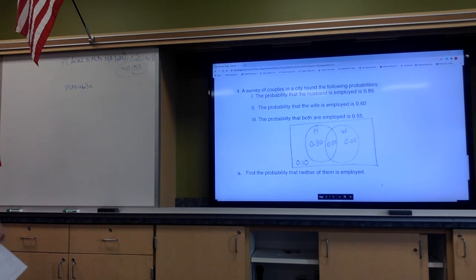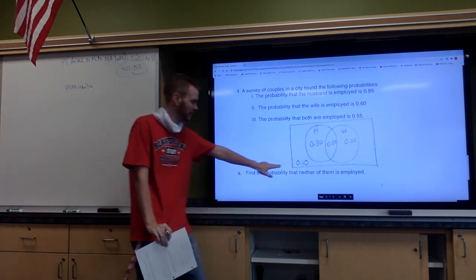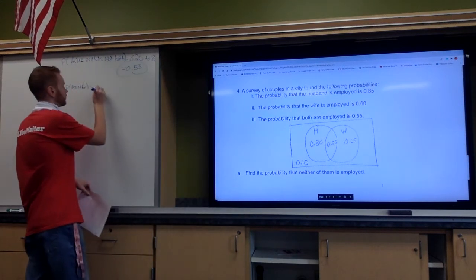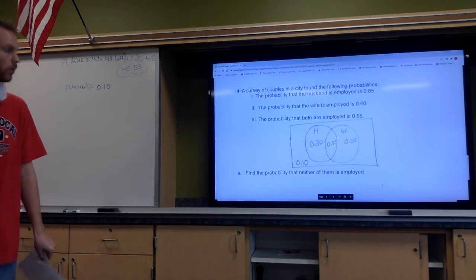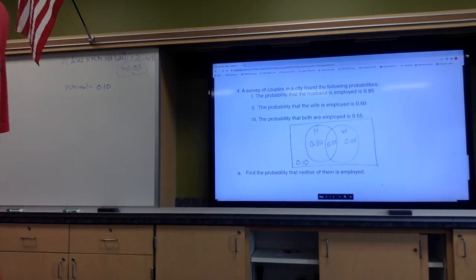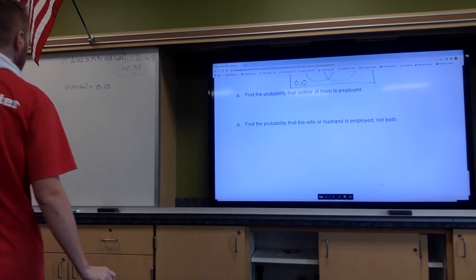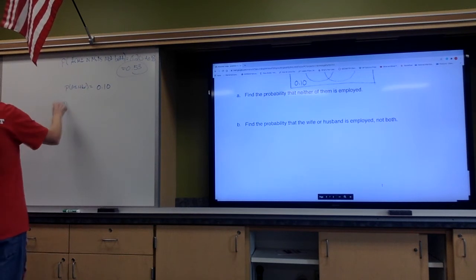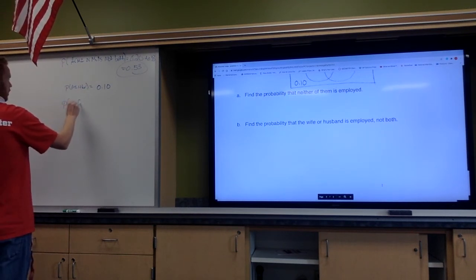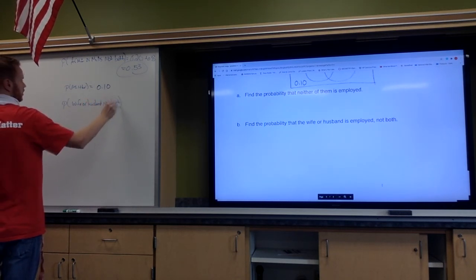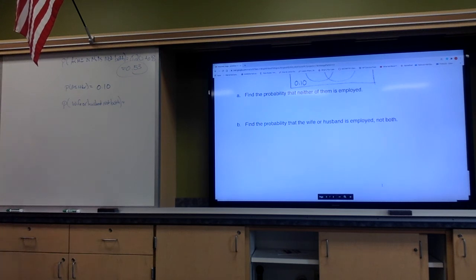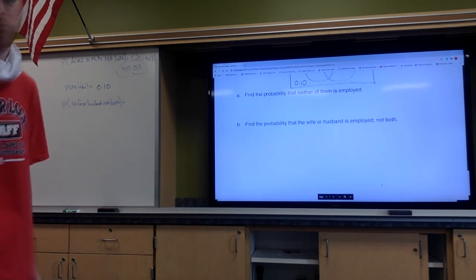Okay. So, what is the probability that neither of them are employed? Kind of said it already, right? It's this number right on the outside. It's 10%. Okay, 10% chance that neither one of them are employed. And the last one, part B. The probability that the wife or husband, but not both.